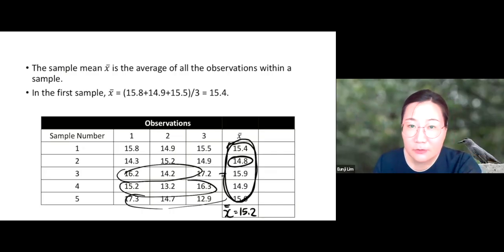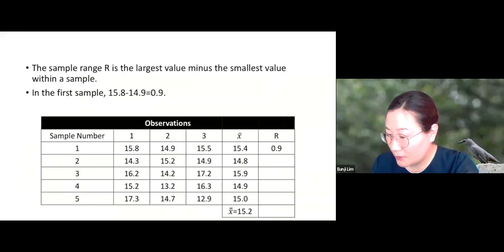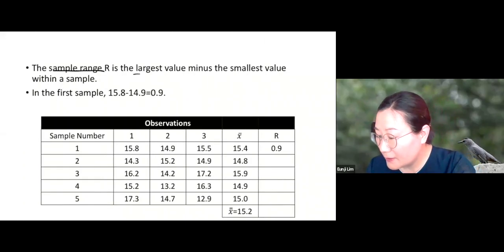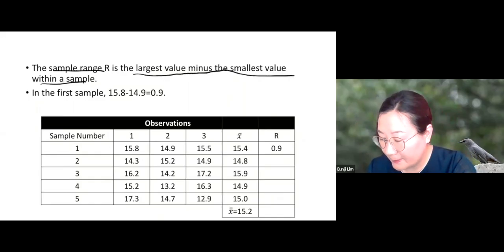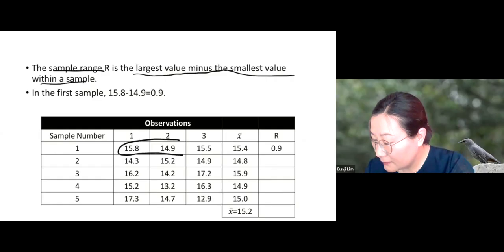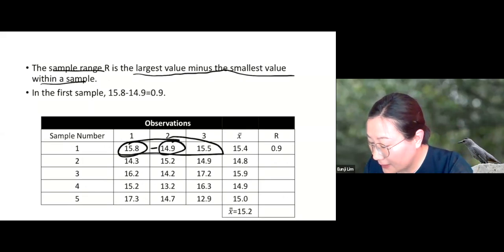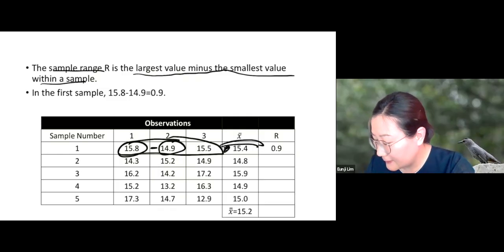Now the next thing you need to do is compute the sample range. The sample range is the largest value in a sample minus the smallest value within a sample. So for example, in the first sample, what's the largest value? 15.8. What's the smallest value? 14.9. Subtract, then you get 0.9.